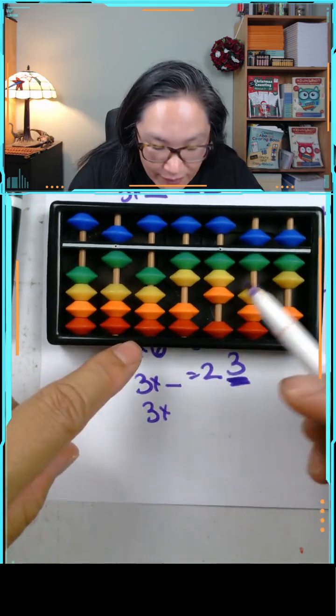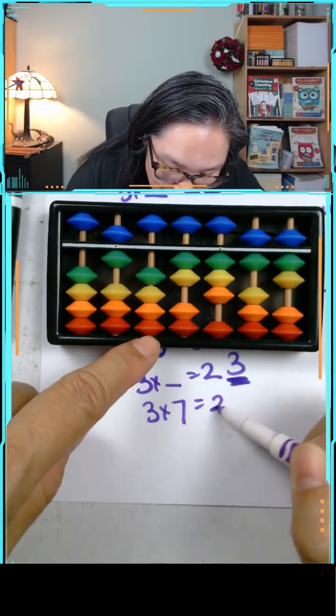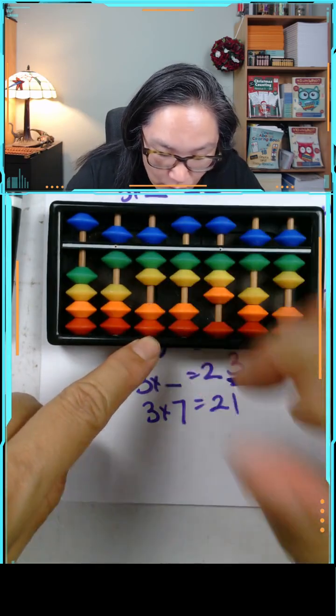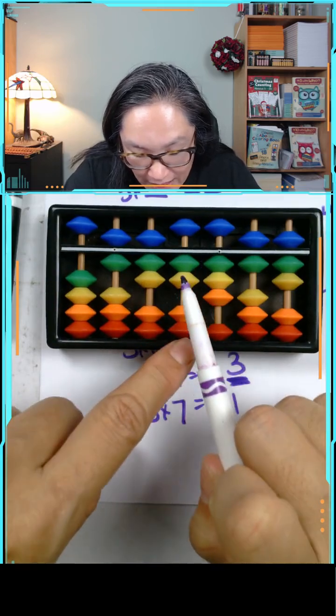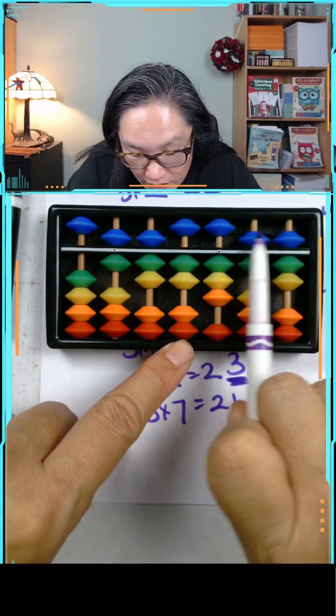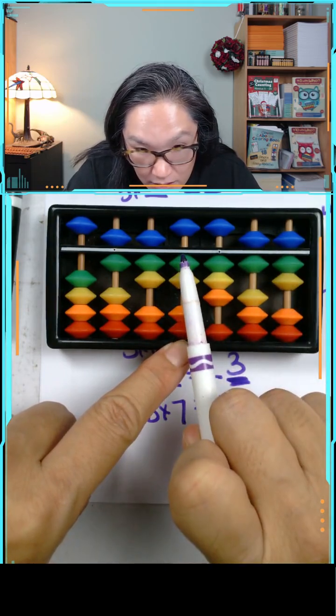3 times 7 is equal to 21. So put 7 as my quotient. Notice my quotient is 6, and there's a 7. So now I have to take away my dividends. My dividends are here. Take away 20. Take away 1.